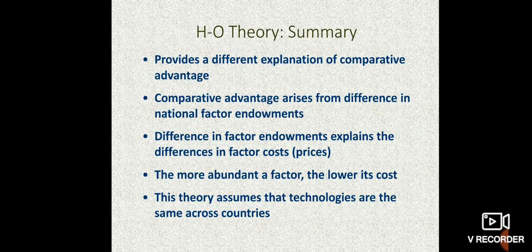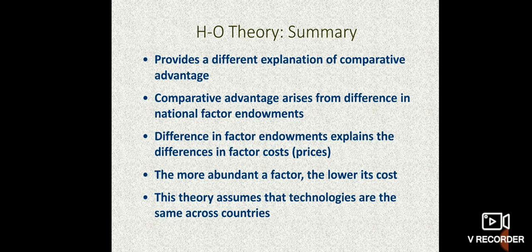So this is the summary of the Heckscher-Ohlin theory. It provides a different explanation of comparative advantage. Comparative advantage arises from differences in national factor endowments, or the availability of national factors. Differences in endowments explain differences in factor costs. The more abundant a factor, the lower its cost. As you know, if a resource is more available, then its cost will be lesser.